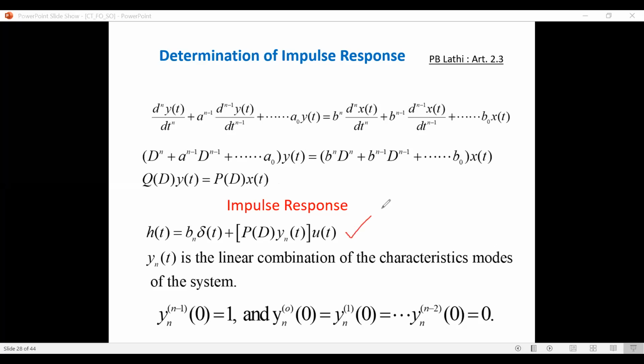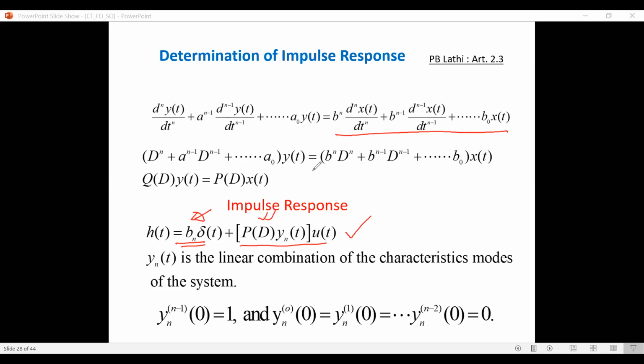Now the question is, what are the things? If Bn is given, if you know the input derivative, Bn will be determined. Not all systems will contain Bn. So this delta(t) term may or may not be present in your solution, but the second term must be present. Your P(D) will be there from your input polynomial. Ynt is the natural solution, that means the homogeneous solution.